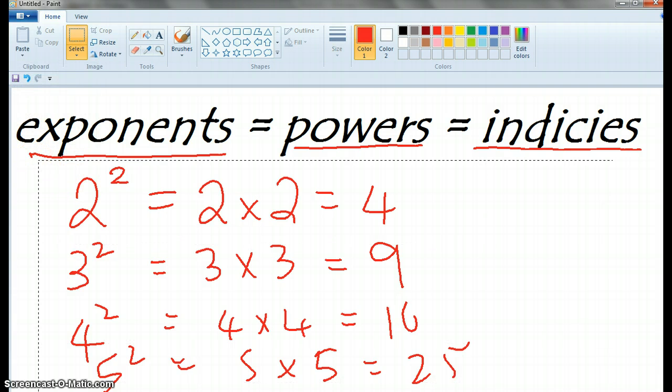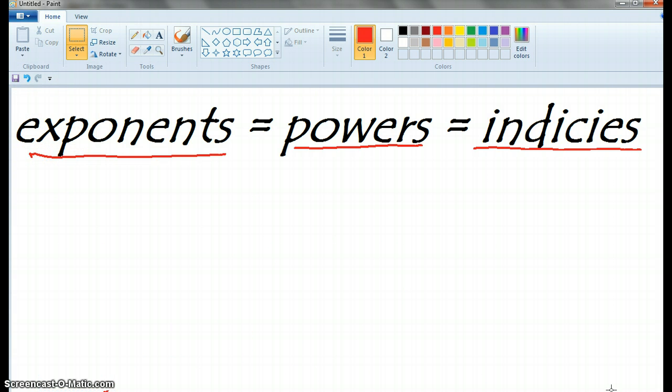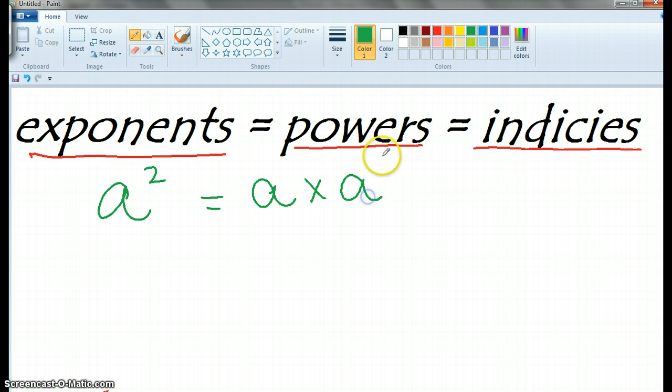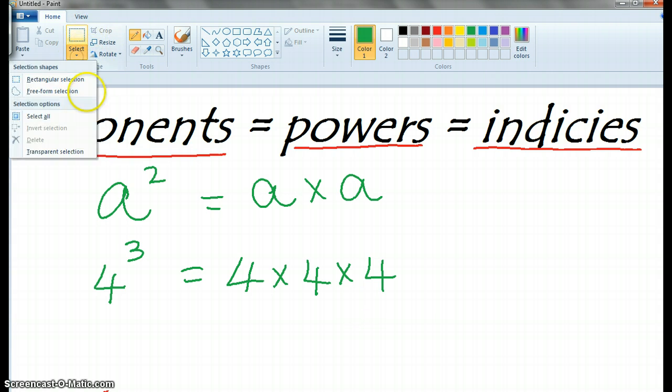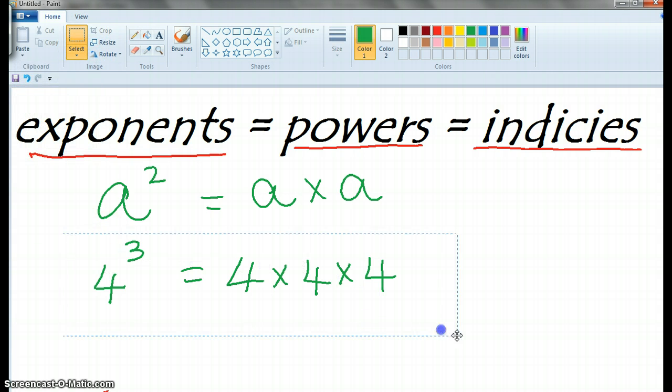Moving on. If I said a number squared, that would be the same as a times a. Does that make sense? Right. If I said 4 cubed, do you know that means 4 times 4 times 4? Yeah, okay, that's cool.